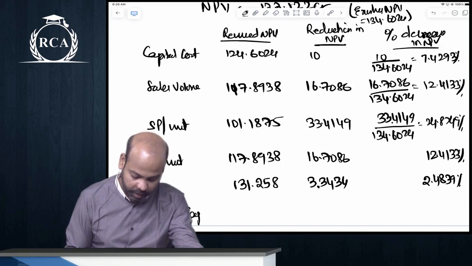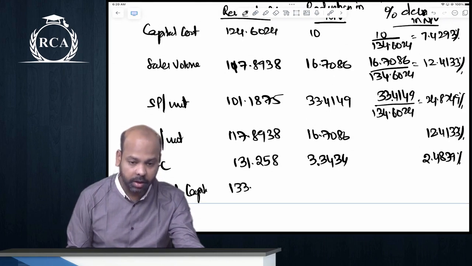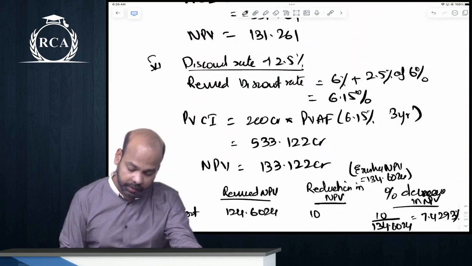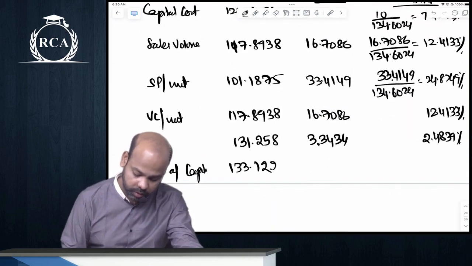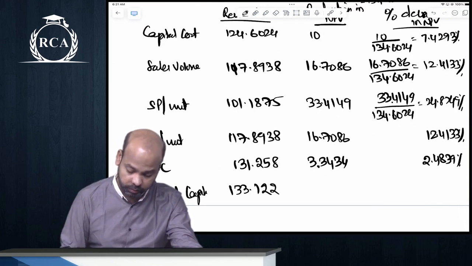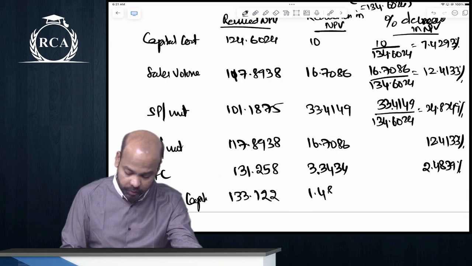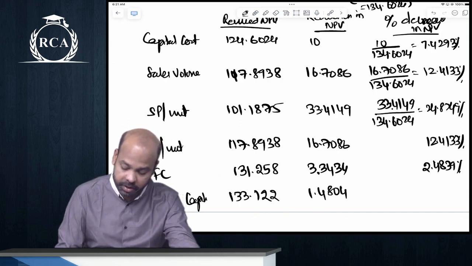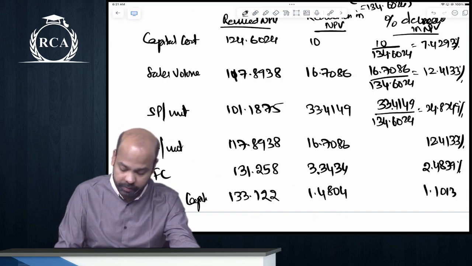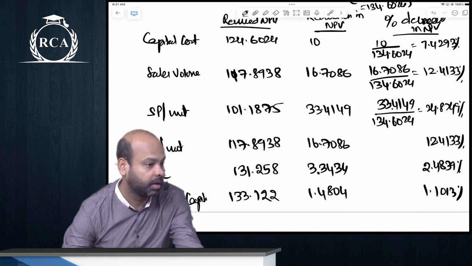The last one, guys, cost of capital. The NPV is 133.12. The reduction, guys, is 0.4804. Percentage reduction in NPV is 0.3569%. So what is the variable that is causing the most adverse impact on your NPV?